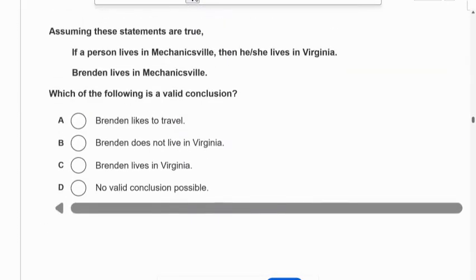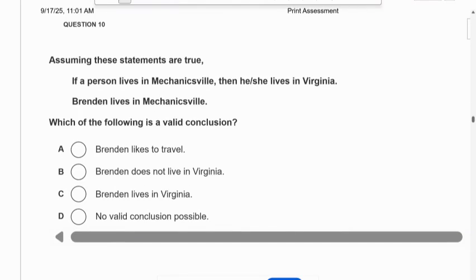All right, number 10. Assuming these statements are true, if a person lives in Mechanicsville, then she lives in Virginia. Brendan lives in Mechanicsville. Which of the following is a valid conclusion? So we're going to mark that a person lives in Mechanicsville is P, the hypothesis. She lives in Virginia is going to be Q, the conclusion.